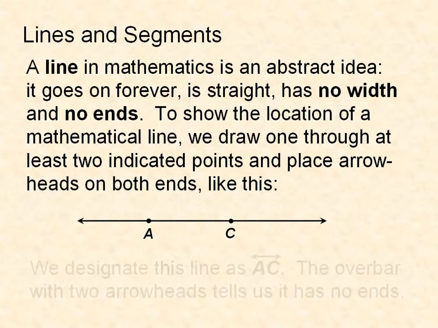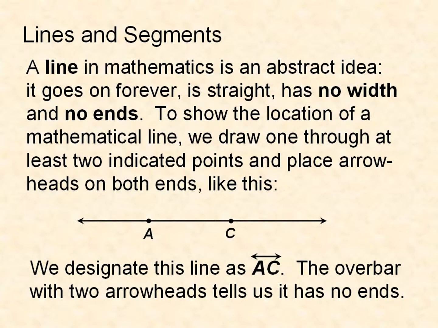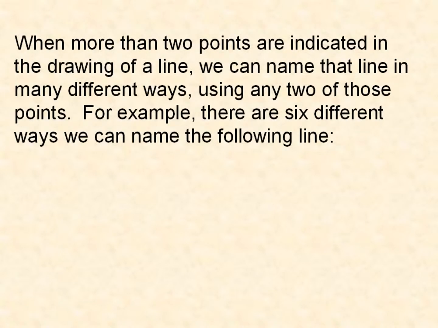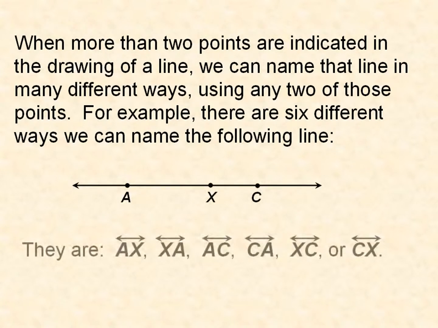We designate this line as AC with an arrow over it. The overbar with the two arrowheads tells us it has no ends. When more than 2 points are indicated in the drawing of a line, we can name that line in many different ways using any of those 2 points. For example, there are 6 ways we can name the following line. They are line AX, line XA, line AC, line CA, line XC, or line CX.